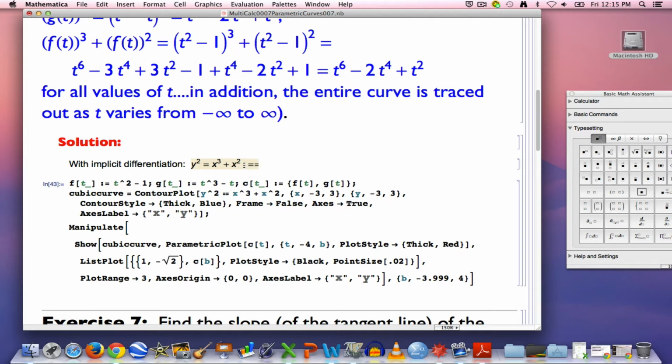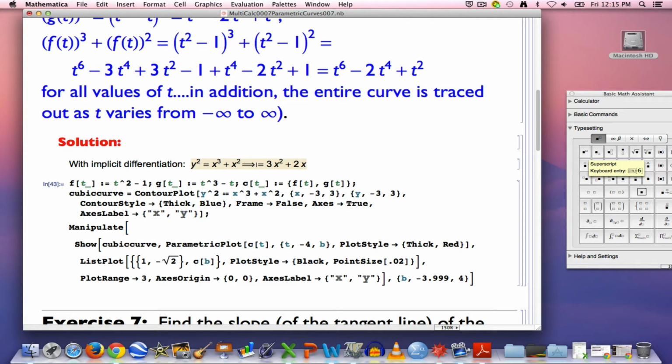Based on that, you then differentiate both sides of this equation with respect to x. Now the right side is easy. That's 3x squared plus 2x. What about the left side? Does that differentiate to 0? No, it doesn't, and that's the key.